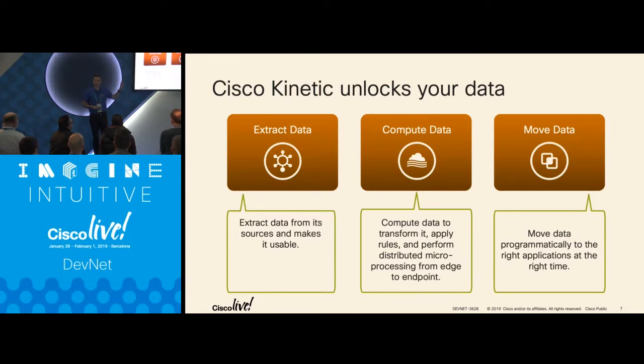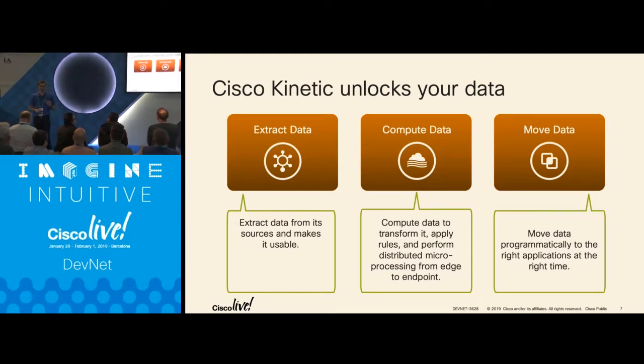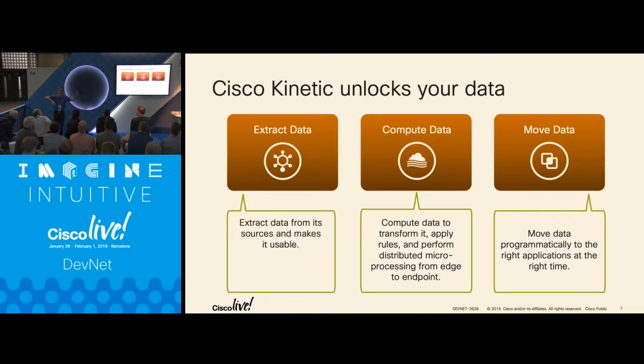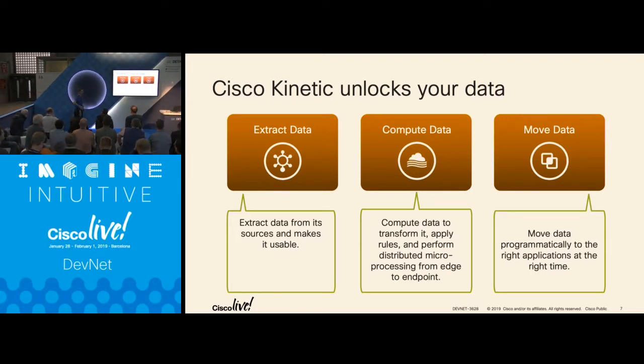The Kinetic component does basically three things: extract, compute, and move the data. What does that mean in practice? Extraction. Typically you have sensors: vibration, temperature, humidity, presence, field waste, whatever. You need to acquire information from those sensors to do something. This is the extract. The extraction for us is performed at the protocol level, right?